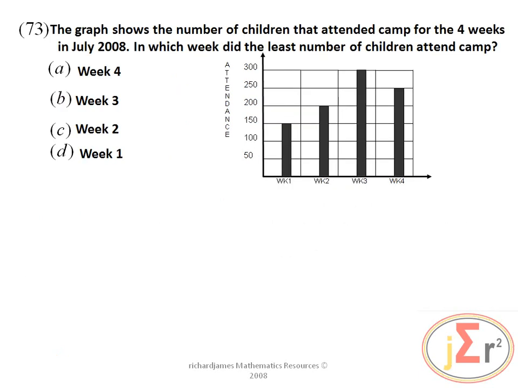The graph shows the number of children that attended camp. So it's the same problem that we have, same graph, but we are going to ask another question. In which week did the least number of children attend camp?